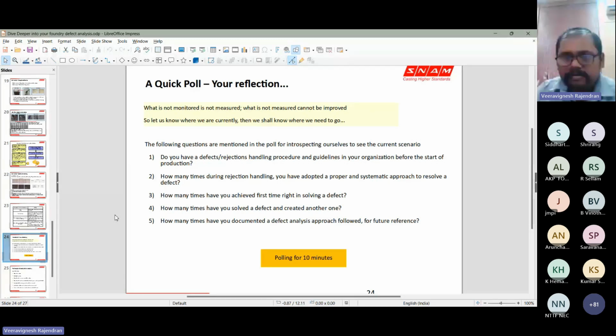And how many times have you documented a defect analysis approach followed? Say you would have already followed a procedure or an approach to solve one defect. Do you have the documentation available with you right now for future reference?